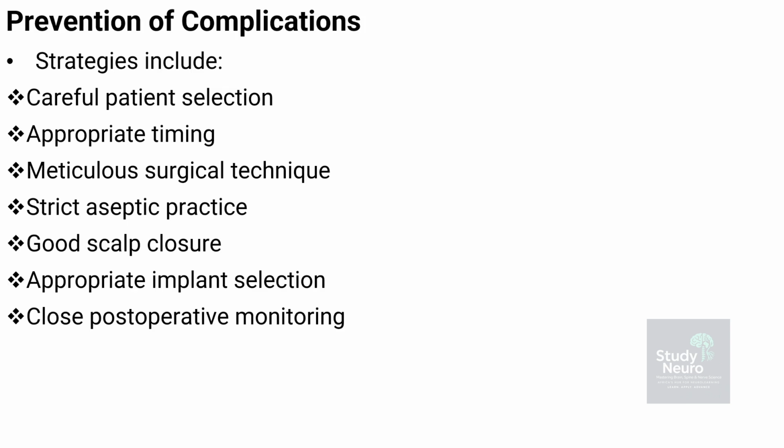Preventing complications begins long before the operation and continues throughout the patient's recovery. Success depends on careful patient selection, choosing the right time for reconstruction, meticulous surgical technique, strict aseptic practice, secure scalp closure, appropriate implant selection, and close post-operative monitoring. Prevention starts with planning. Each step plays an important role in reducing risk.